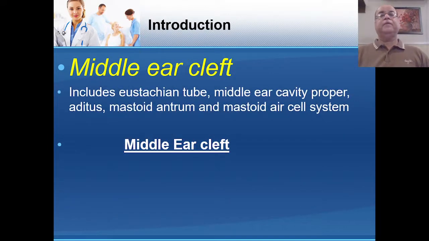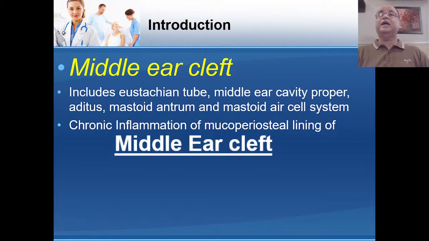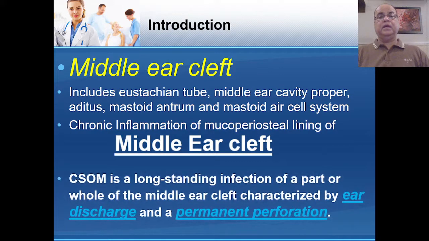Chronic suppurative otitis media is the inflammation of the middle ear cleft. The term used is middle ear cleft, and from your anatomy knowledge you may know that the middle ear cleft includes the eustachian tube, middle ear cavity proper, aditus, mastoid antrum, and mastoid air cell system. So this is the chronic inflammation of the mucoperiosteal lining of this middle ear cleft. It is a long-standing infection characterized by ear discharge and a permanent perforation.